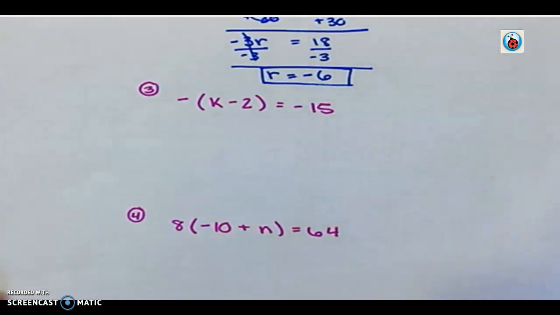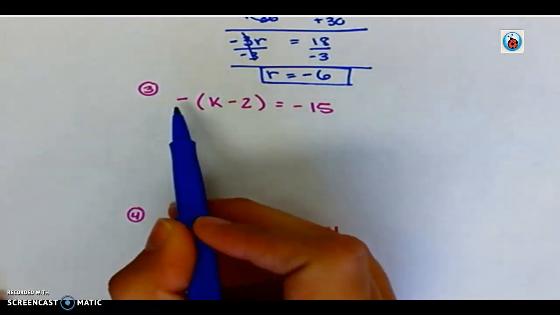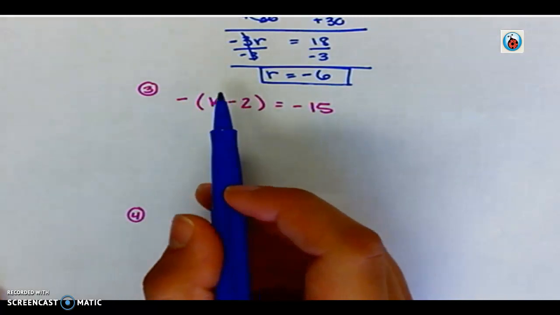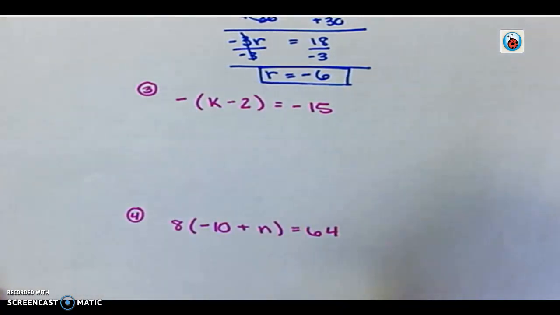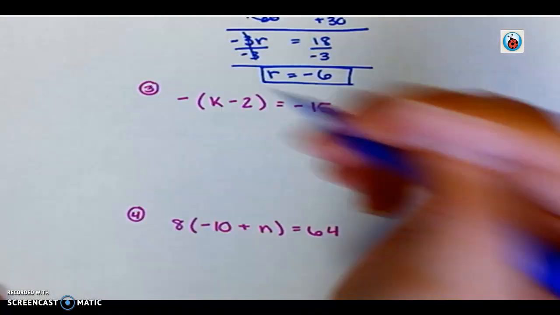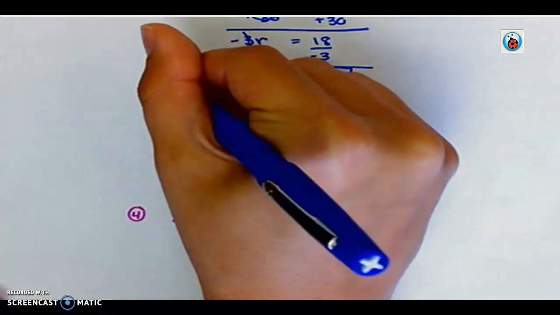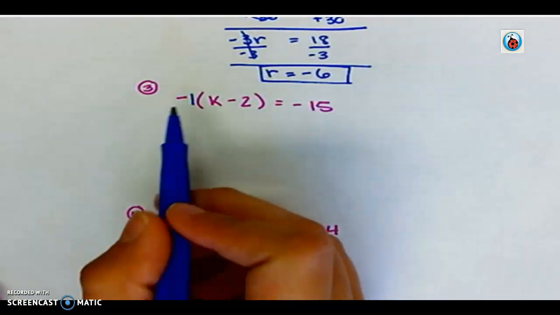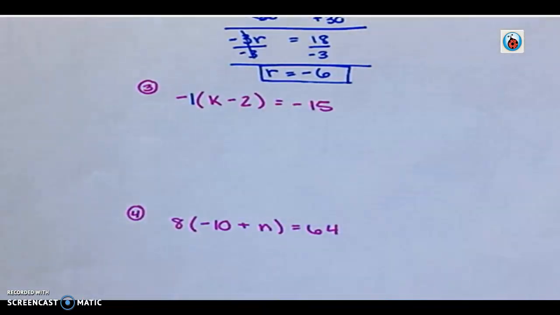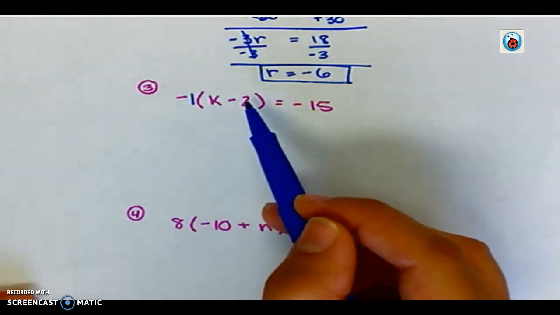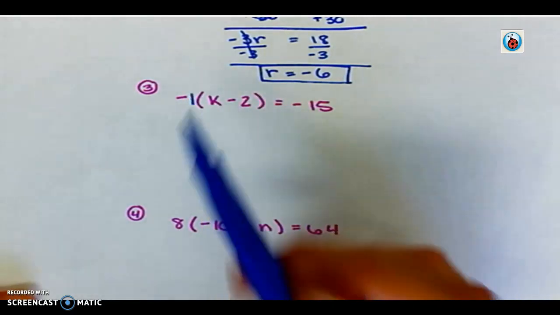On problem number 3, if you notice on the outside of the parentheses this time, we just have a negative sign. So, even though there's not a number written there, it's understood to be a 1. Okay, when there's a 1 on the outside of the parentheses, you do not have to write it. But if it helps you, feel free to fill that in. The rules remain the same.